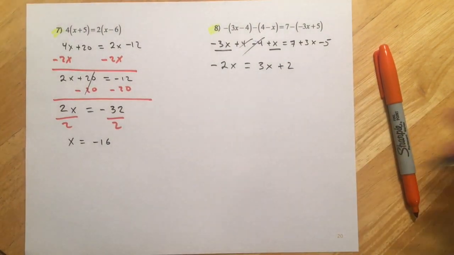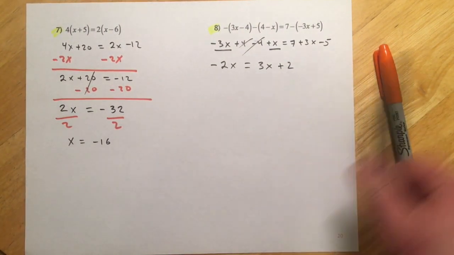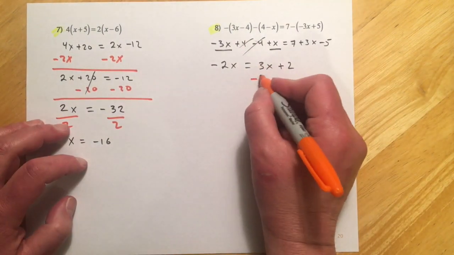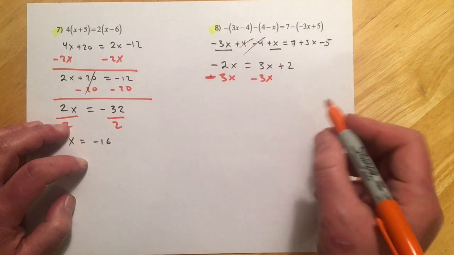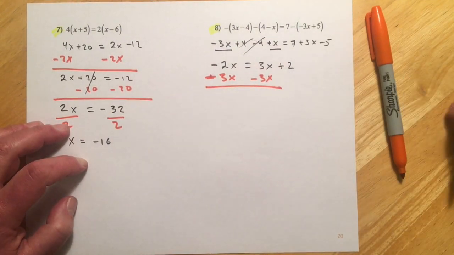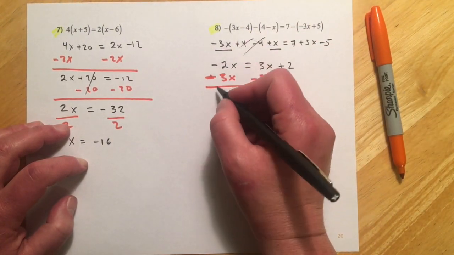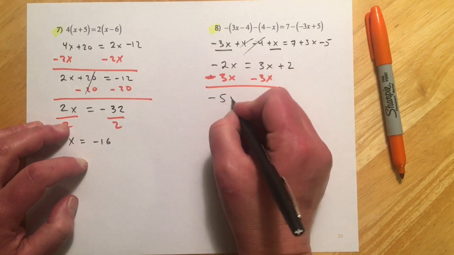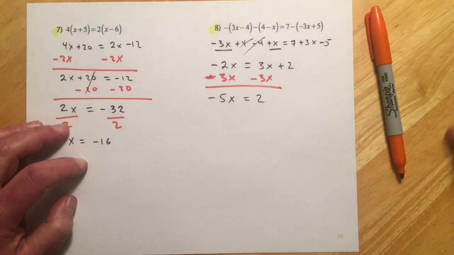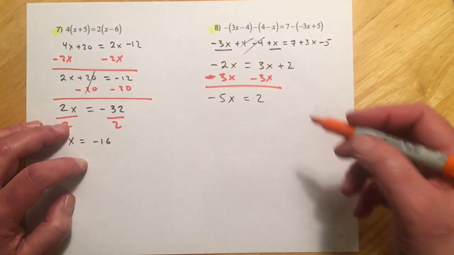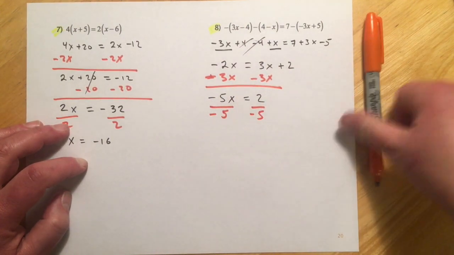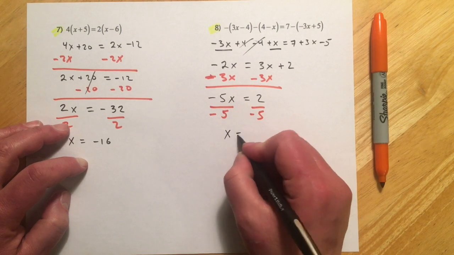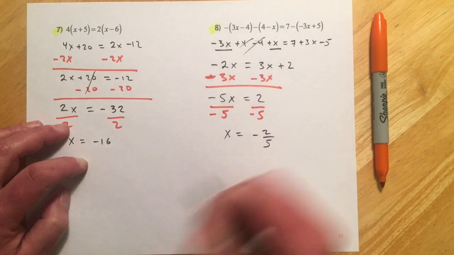And then I just need to get my x's on one side, numbers on the other, so I guess I'll move the 3x. So down 2 and down 3 more makes minus 5. Equals 2, and then just divide the 5 over. And x equals negative 2/5.